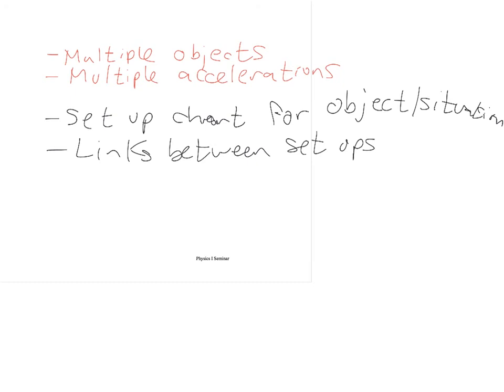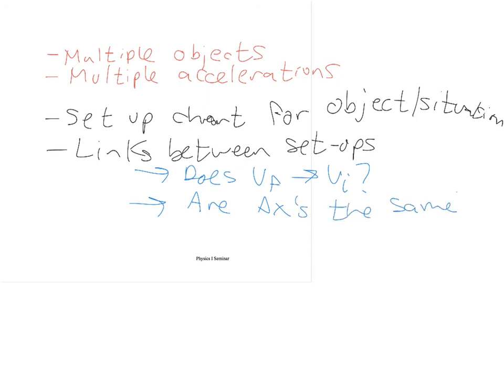Okay, and there's lots of possibilities here, but some things to think about. If you have a situation where it's one right after another, does VF become VI? Are the delta x's the same? Are our times the same? These are just a few examples of things that might happen when you're doing these problems. And so these are things that you want to look for.